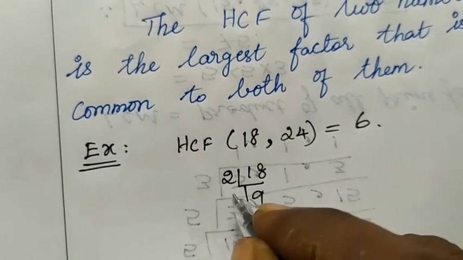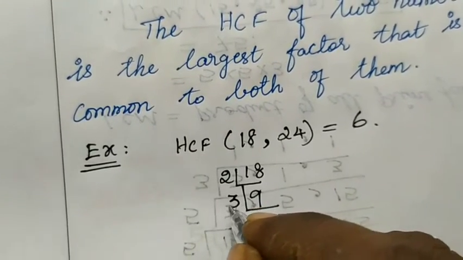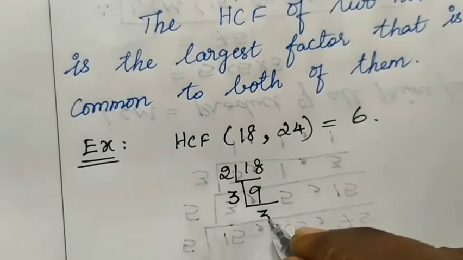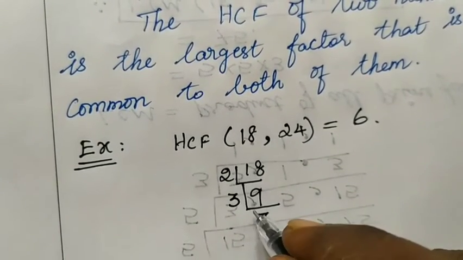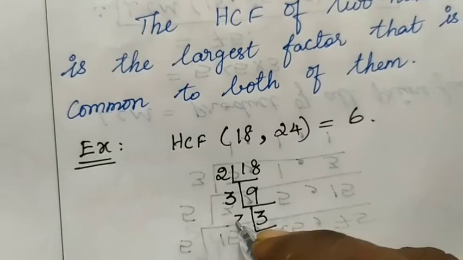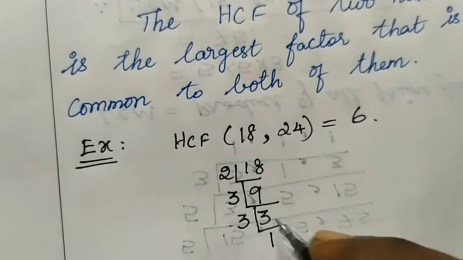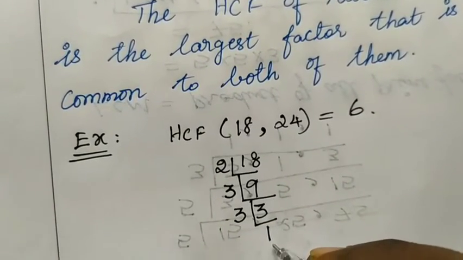Next, this number 9 comes in the 3 table. 3 3s are 9. Again the 3 comes in the 3 table, so 1 3 is 3. Finally we got the number 1.